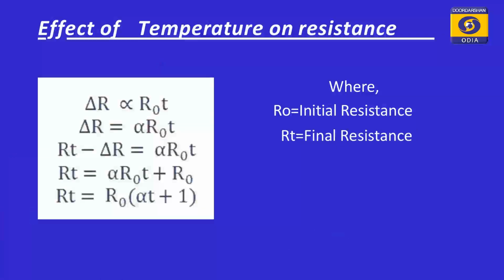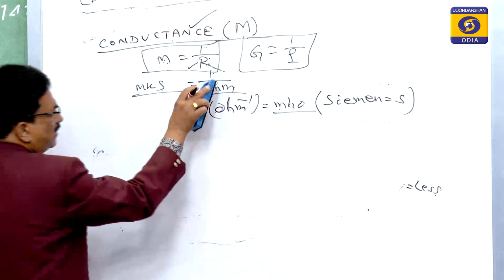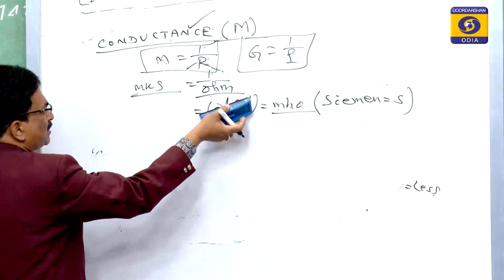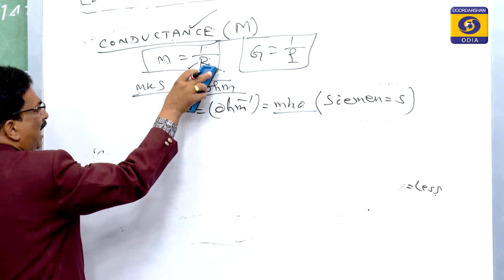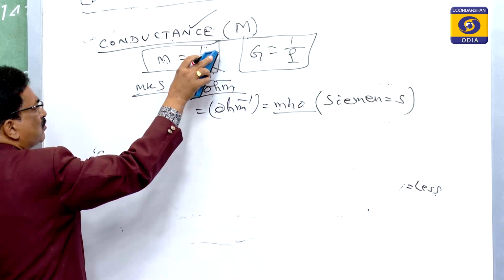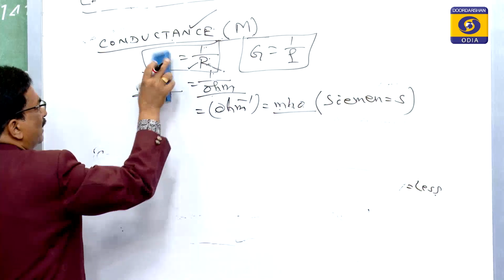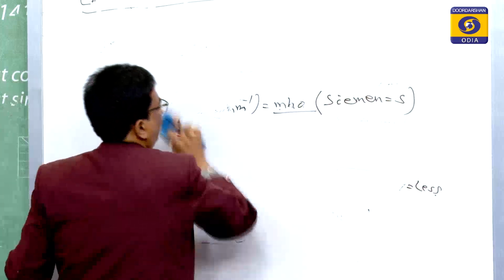Next we will go for the effect of temperature on resistance. So this is the unit. You can also find out its dimension: whatever the dimension of R, if you take it to the power of minus 1 for the whole one, then that is the conductance.